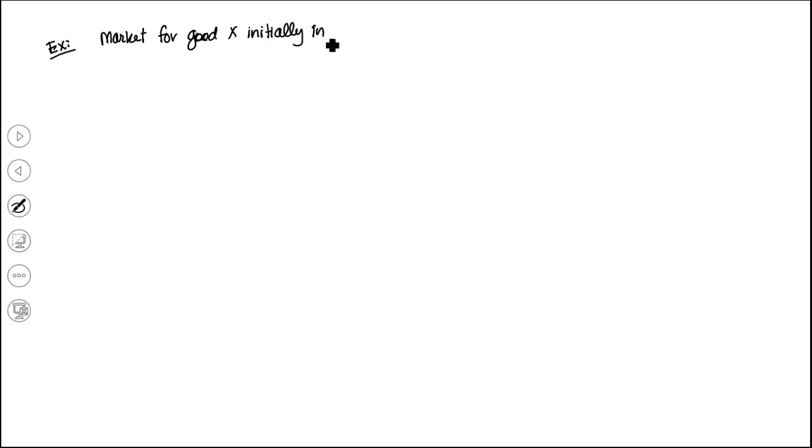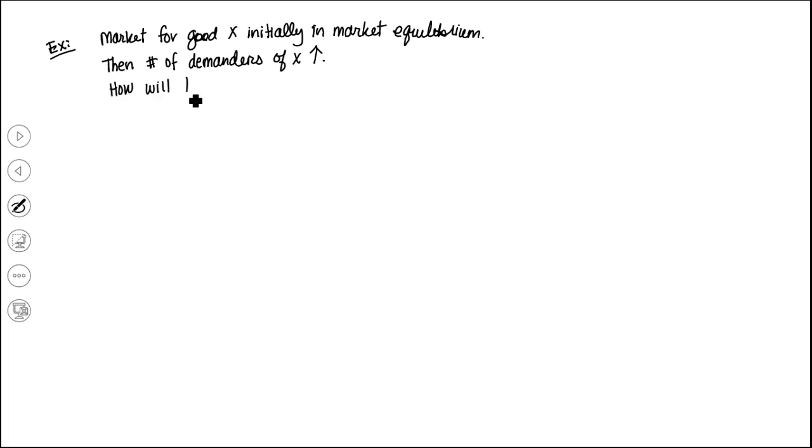Okay. So a very simple example. Let's say that we have the market for good X, and it's initially in equilibrium. So it's in the state of market equilibrium. So the market for good X is in the state of market equilibrium. But then the number of demanders of X increases. And we want to know, how will this impact the market for X.